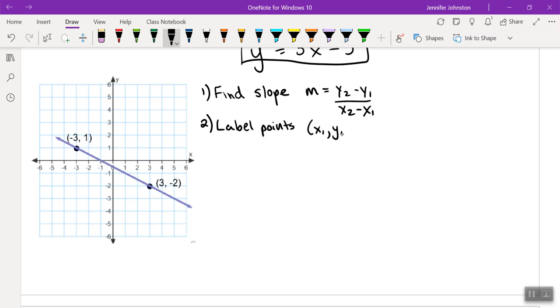X1, y1, and another point, x2, y2. Okay, after you do that, you're going to find the slope. So find the slope using that. We've labeled the points, subbed the points into the slope formula to find m.